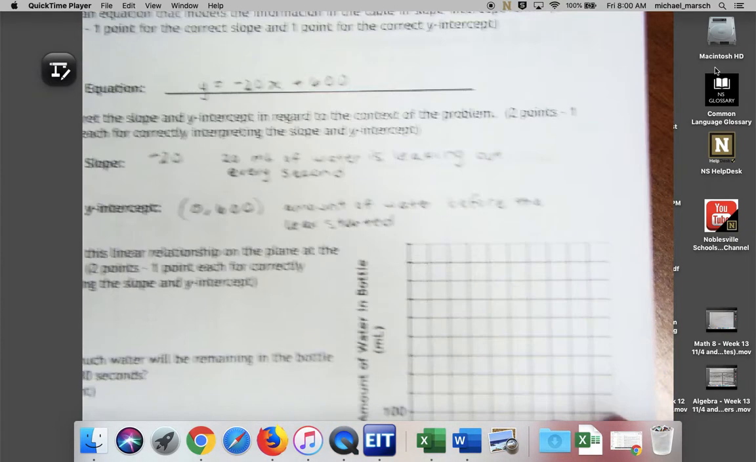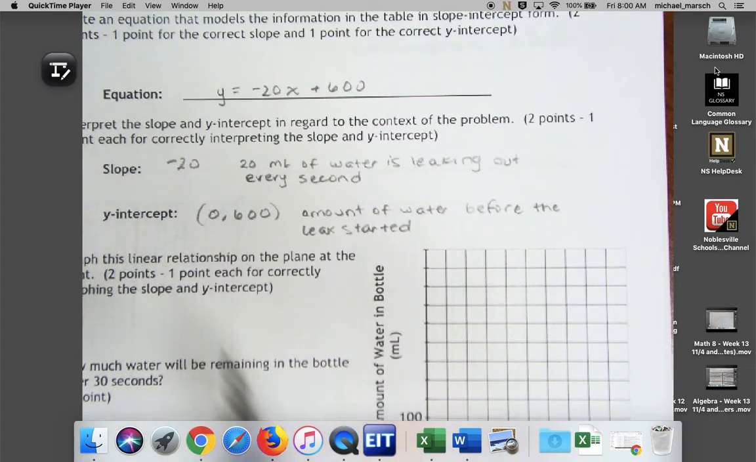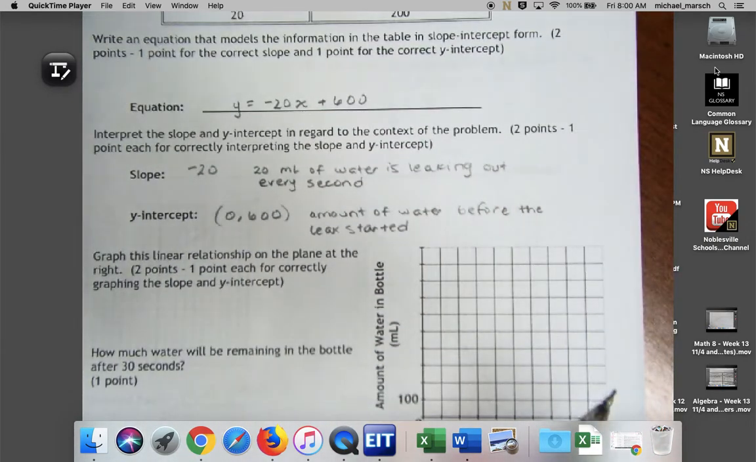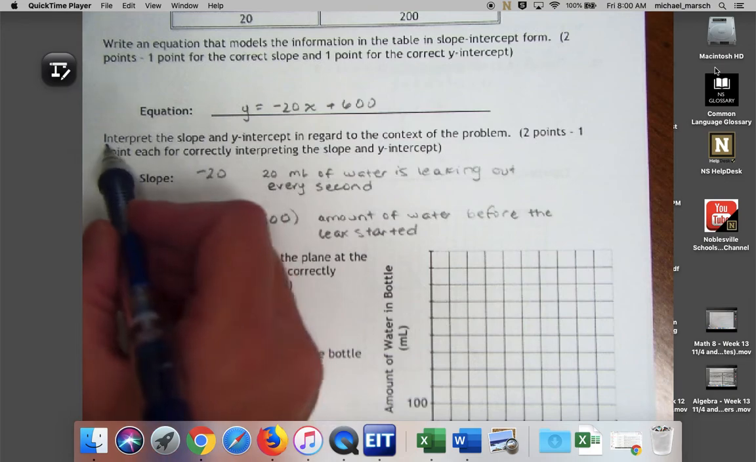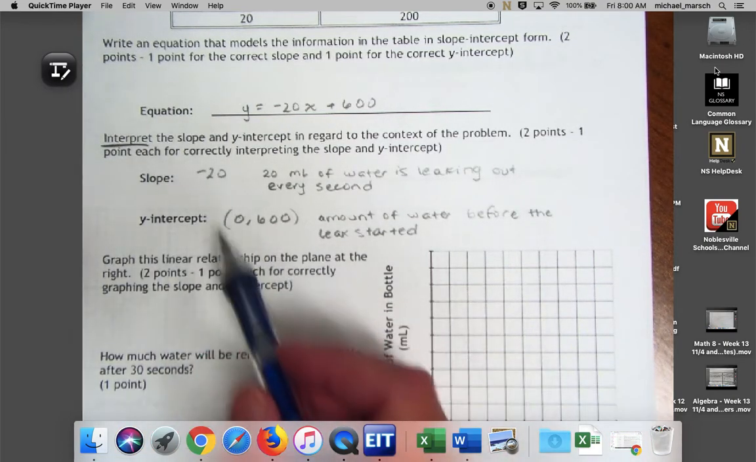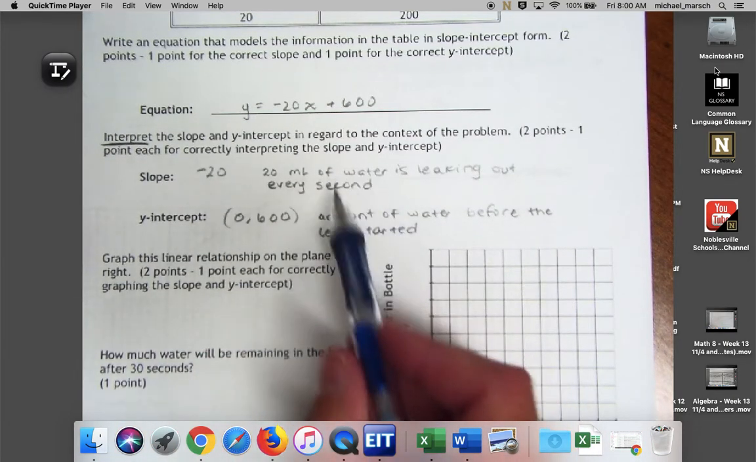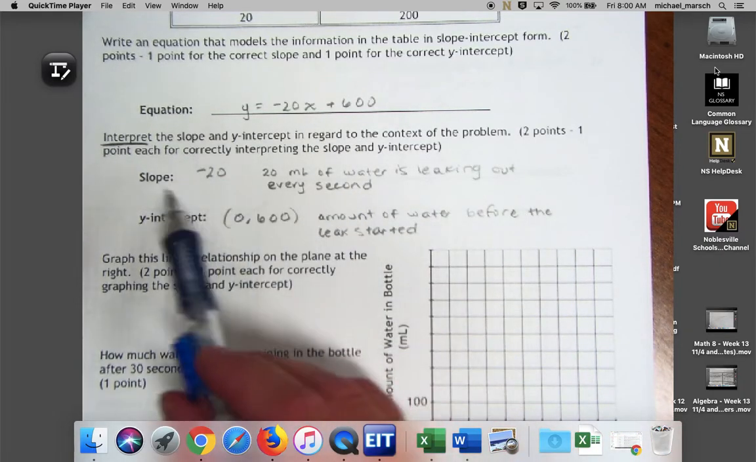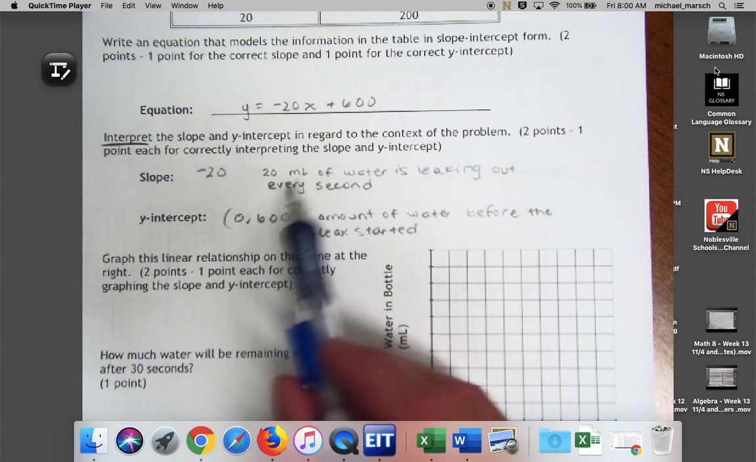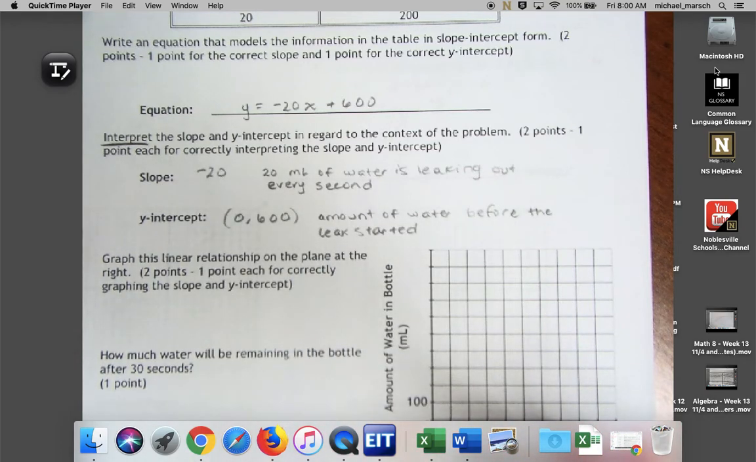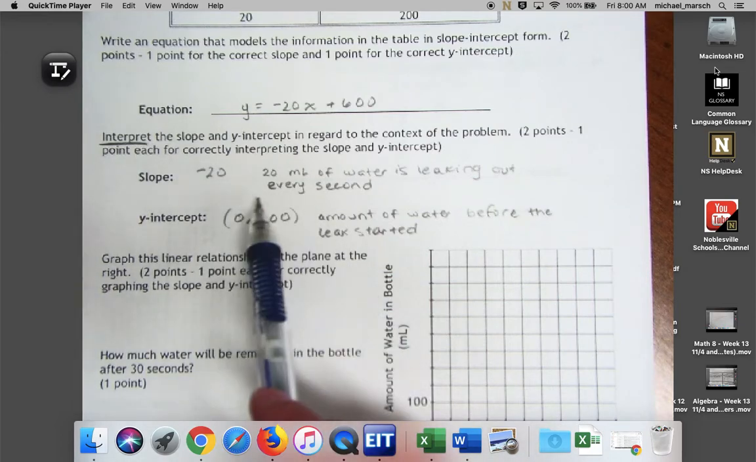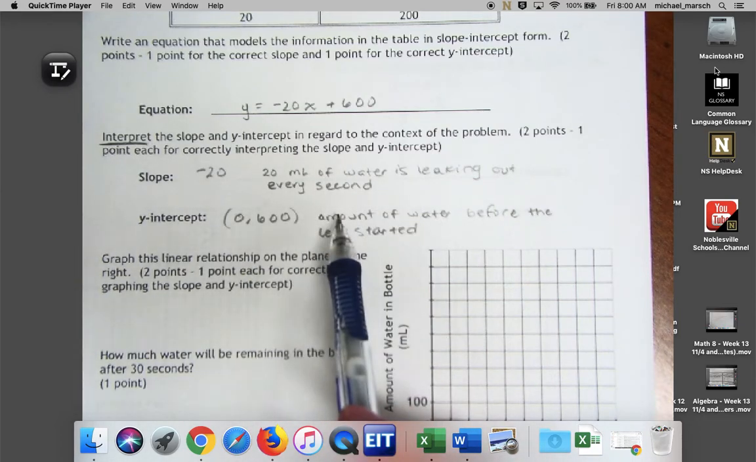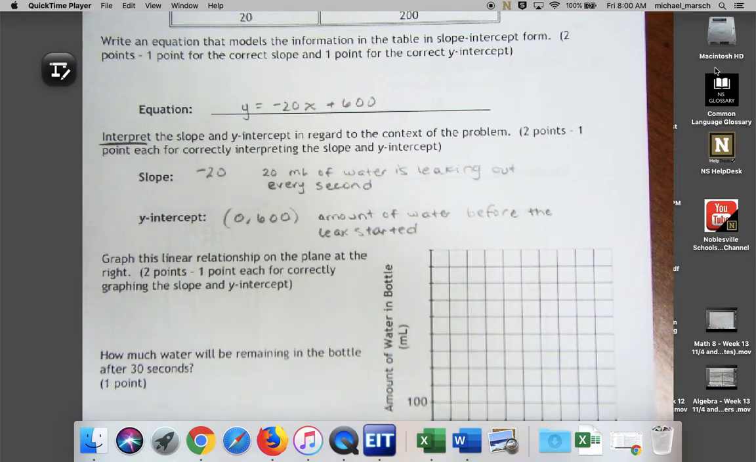Okay, so again, it's really important, and I know that there was some concern with this on a different quiz. You need to interpret what it means. So don't just tell me the slope and y-intercept. You have to tell me what it means in regard to the context of the problem. So if you wrote negative 20, that's the slope. That's not interpreting anything. That doesn't tell me that you know that it actually means 20 milliliters of water is leaking out every second. Okay, so you have to give me all the information.